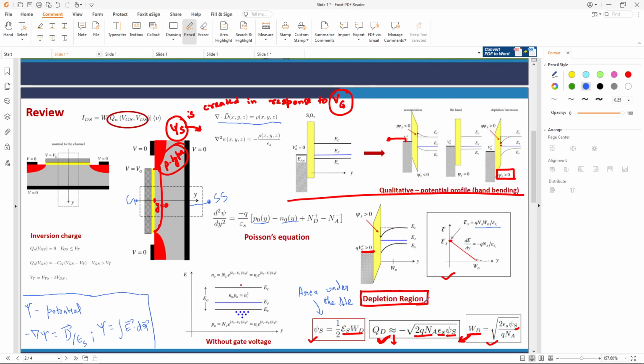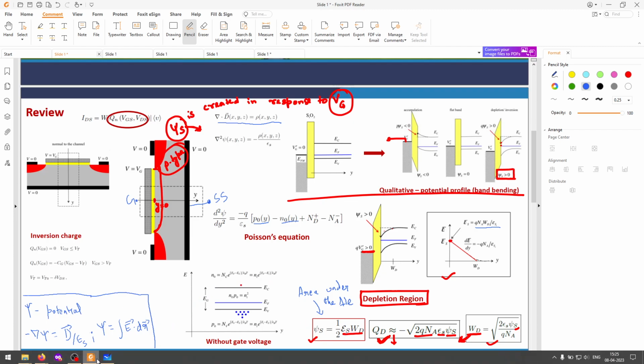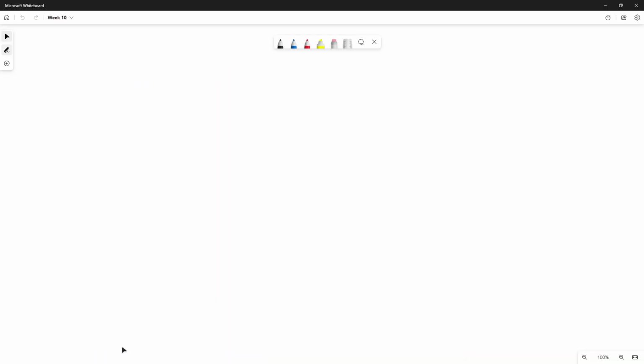From that, we can do certain calculations to find out the approximate charge stored in the depletion region and the depletion region thickness. So we know epsilon s is also written in terms of WD. Substituting that in here, we will get this formula. Can you see that? Let me quickly move to the whiteboard so that I can tell what is happening.